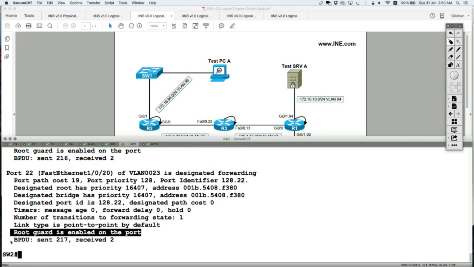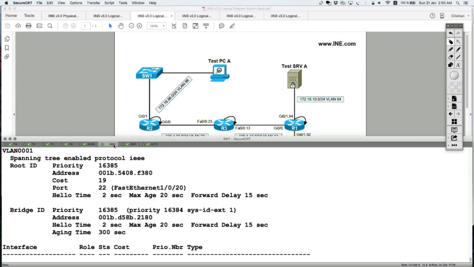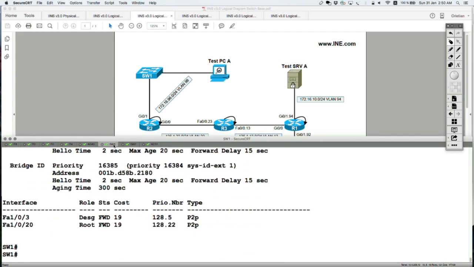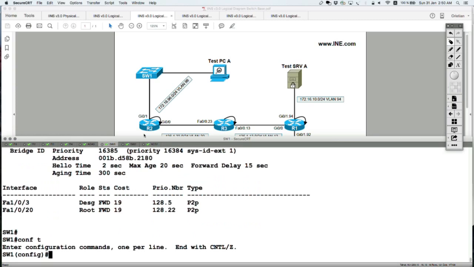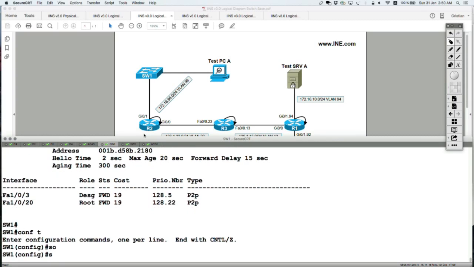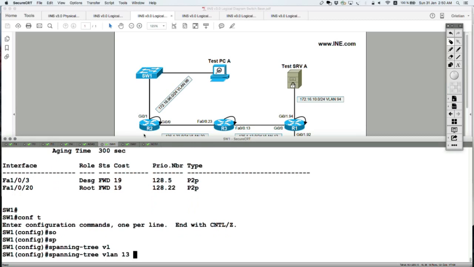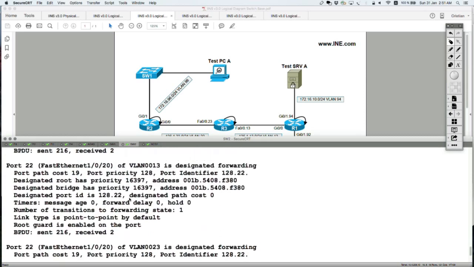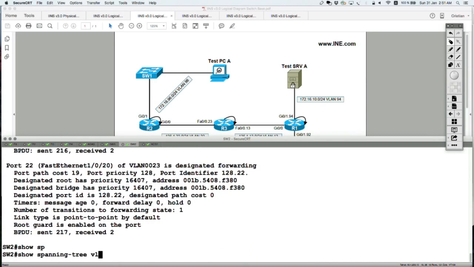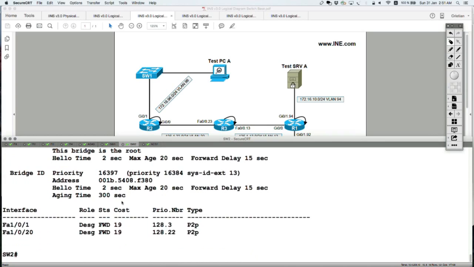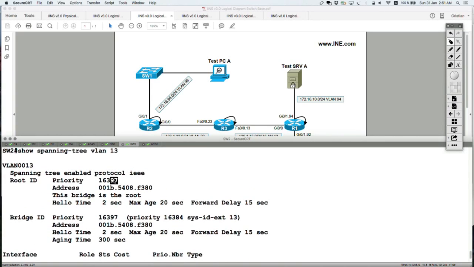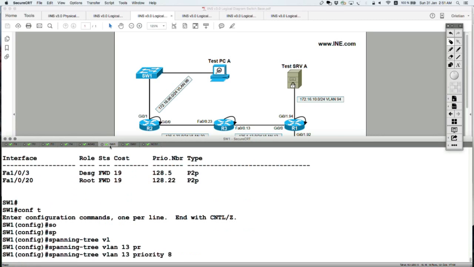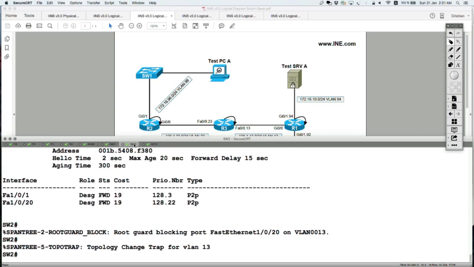So to make the violation happen, I'm going to go on switch 1 and behave like this switch 1 is going to send a superior BPDU. It's going to send, for let's say VLAN 13, a priority which is better than the current root bridge priority of switch 2, which is probably the default one. It is 16,384 plus the VLAN number. So let's go on switch 1 and put a better priority, which is 8192, only for VLAN 13. So there you go.